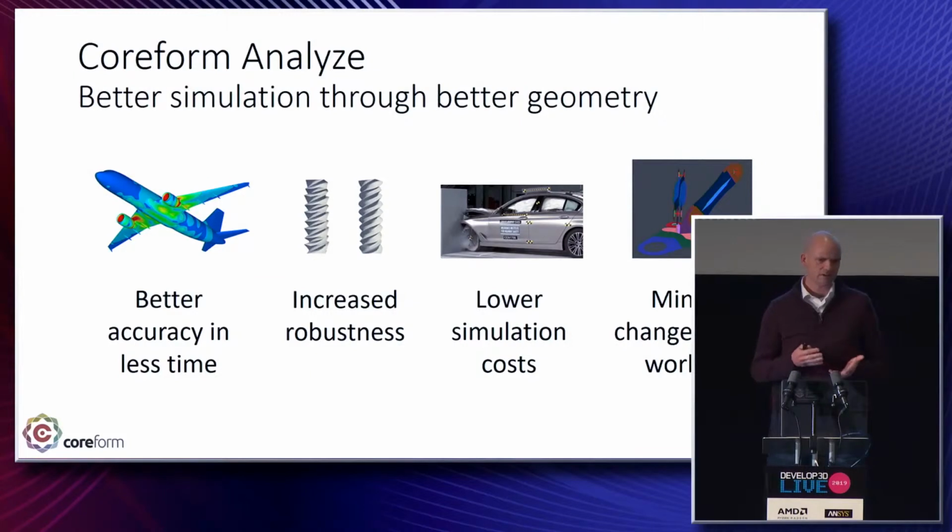So today I'd like to talk about some of the business value that you can see from running spline-based simulation, because better simulation comes through better geometry. So you get better accuracy in less time, increased robustness, lower simulation costs, and this can happen with minimal change to your workflow. So a lot of the examples that you'll see today, our software is currently in closed beta. We work with customers who see what we're doing, recognize that they have limitations they're bumping into with the brittleness of FEA elements in their industries.